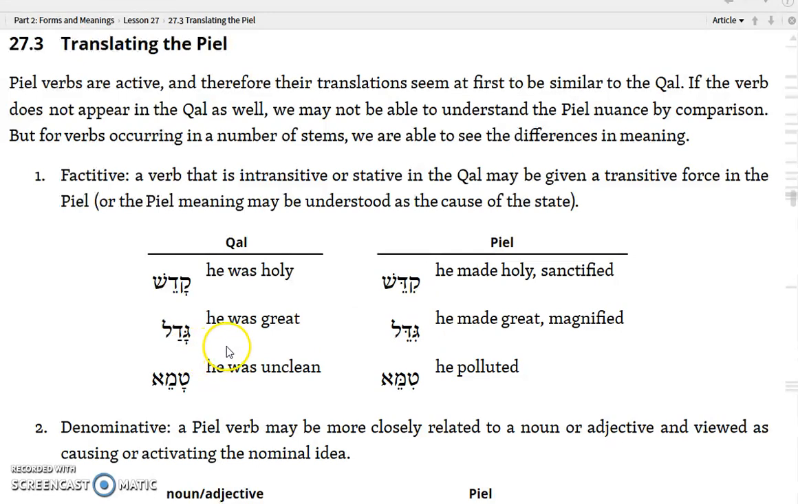Gadol is he was great. Gidel, the Piel form, means to make something great, to magnify it. Tameh means he was unclean, or could be he is unclean. But Timmeh, the Piel form, means he made something unclean. He polluted something, and it'll take an object of something that has been polluted. So with stative verbs, the typical pattern is to produce the state of the stative verb.